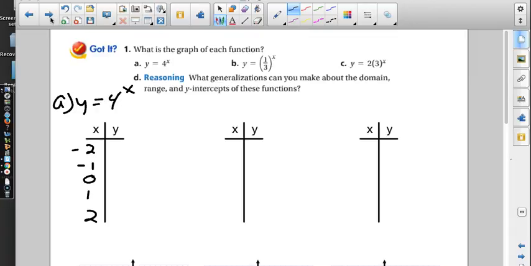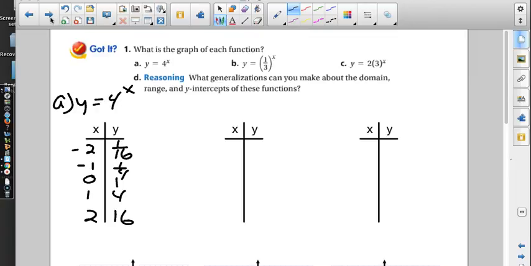4 to the -2. Okay, negative is going to flip it, and then I have to square it. So 1/16. 4 to the -1, -1 is going to flip it. 1/4. 4 to the 0 is 1. 4 to the first is 4. 4 squared is 16, and yeah, it's going up really, really fast.